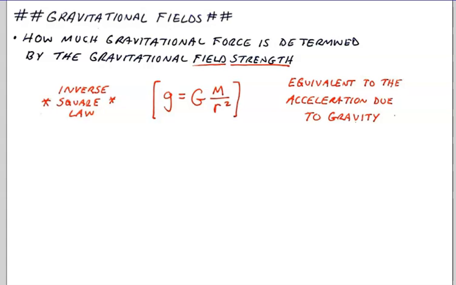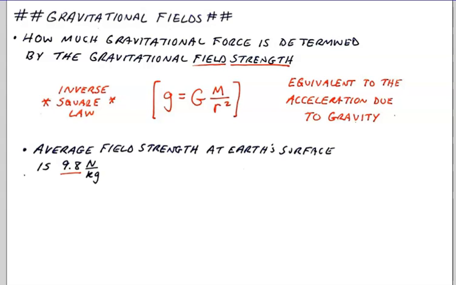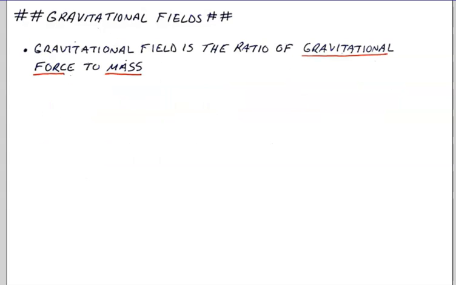The field strength at a given point is equivalent to the acceleration due to gravity at that point. So we can say the strength of the Earth's gravitational field at its surface is 9.8 newtons per kilogram. 1 newton per kilogram is equivalent to a meter per square second. Since field strength and acceleration due to gravity are equivalent, we can use Newton's second law to find field strength. We can find the strength of a gravitational field by dividing an object's weight in that field by its mass.